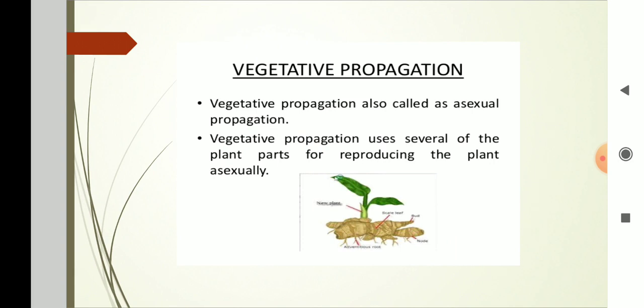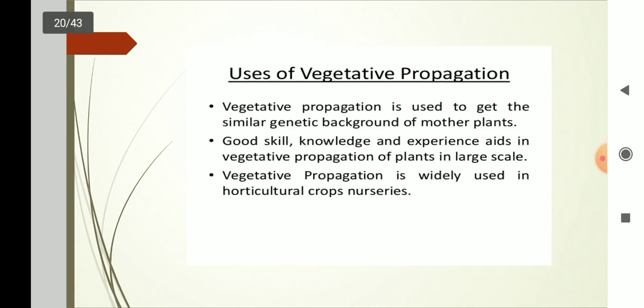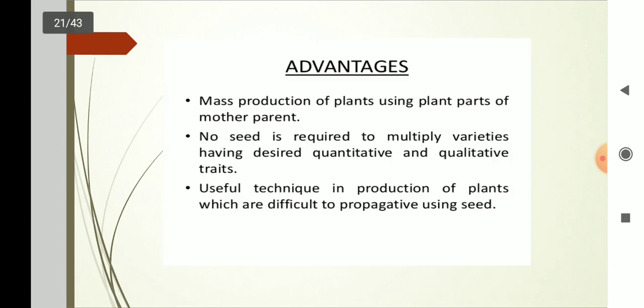It is also known as asexual propagation. Vegetative propagation uses several plant parts for reproducing the plant asexually. Uses of vegetative propagation: it is used to get a similar genetic background to the mother plants. Good skill, knowledge, and experience aid in the vegetative propagation of plants on a large scale. Vegetative propagation is widely used in horticultural crop nurseries.